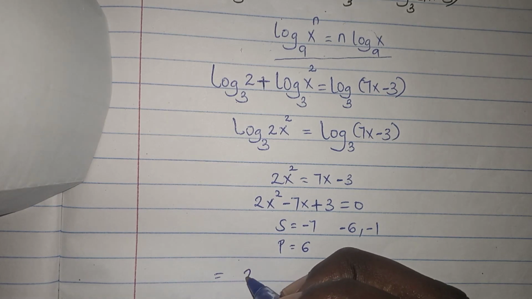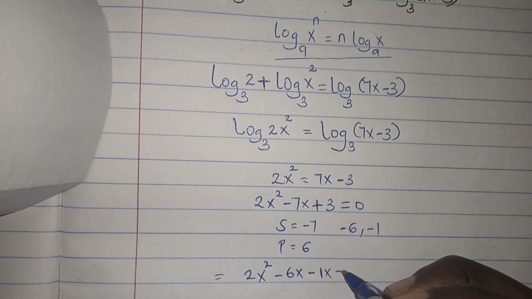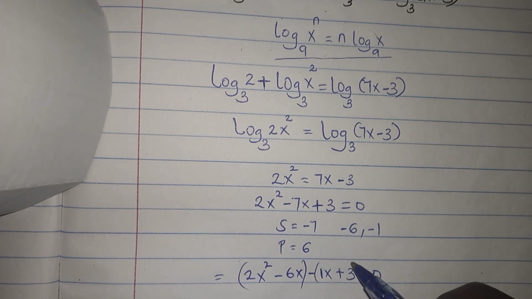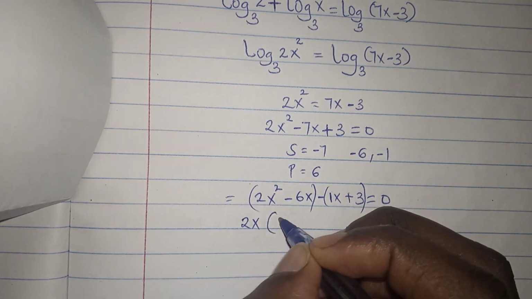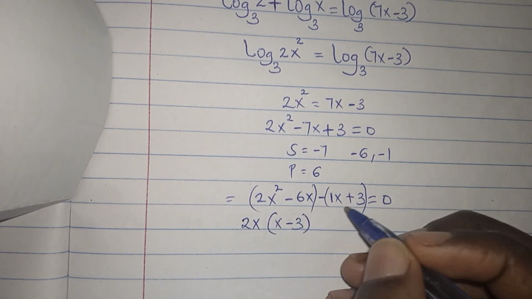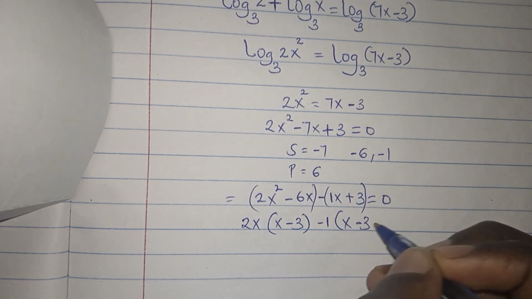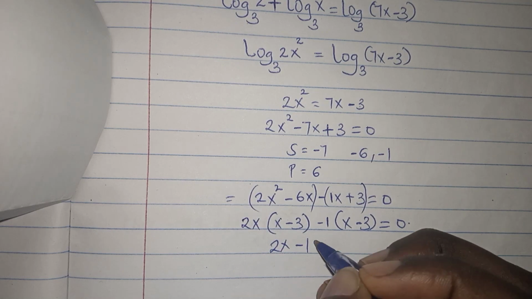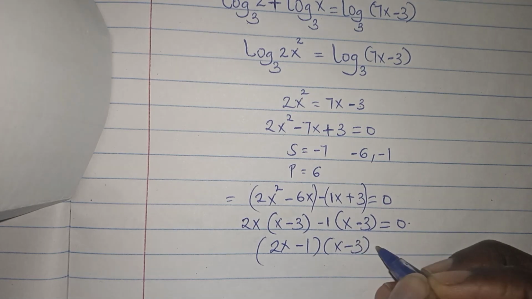So the next step will be, I'm going to substitute these numbers here: 2x squared minus 6x minus 1x plus 3 is equal to 0. I can group them in these terms. So I'm going to factor out the common factor. For my case, my common factor here is 2x into bracket x minus 3, and for the other, I'm going to factor out negative 1, which gives me x minus 3 is equal to 0. So I'm going to pick the ones that are outside, 2x minus 1 into bracket, because the brackets are the same, I'll pick one, x minus 3, gives me 0.